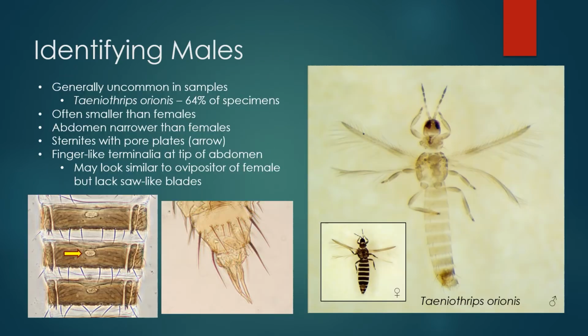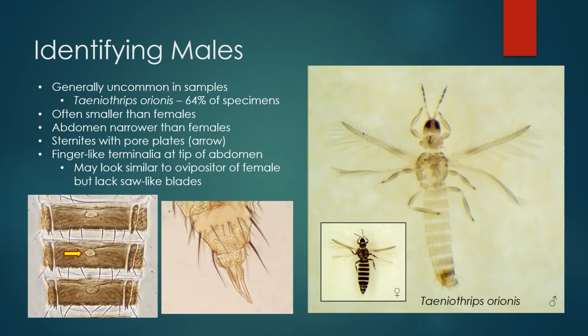Next, let's cover how to tell the difference between adult male and female thrips. In general, male thrips were uncommonly represented in samples from peonies, with the exception of the species Thrips orionis, where males made up 64% of specimens recovered. Males are often smaller than females and tend to have narrower abdomens, as you can see from the comparison photos on the right.